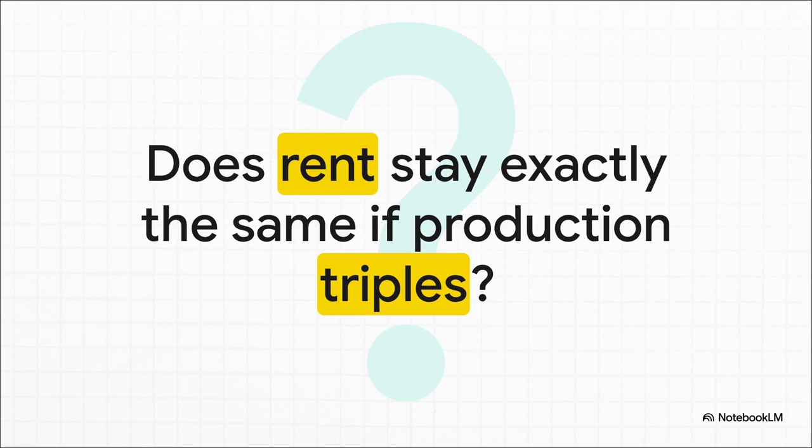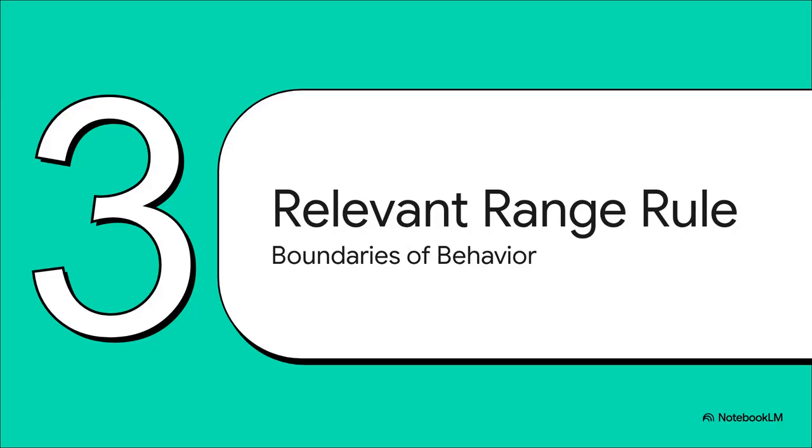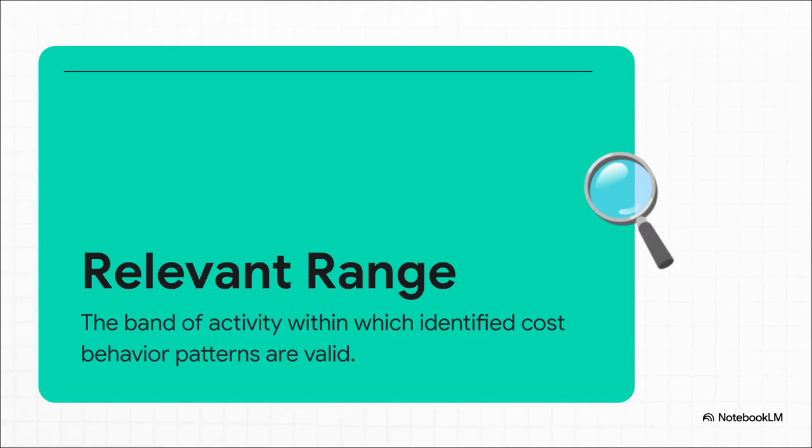But wait, let's pause for a second. Think about this. Can a factory hold unlimited production without ever needing to rent more space? If your production suddenly triples overnight, can you really just assume your rent will stay exactly the same? Section 3, the relevant range rule. Let's see how this builds critical boundaries around our cost personalities to answer that exact question. The answer to our rent question lies entirely in the relevant range.